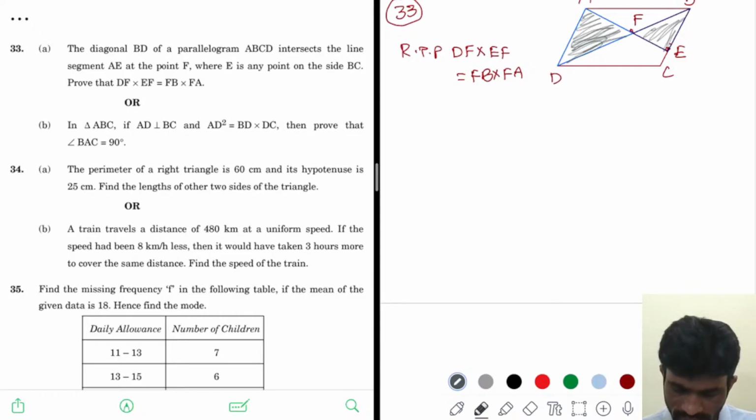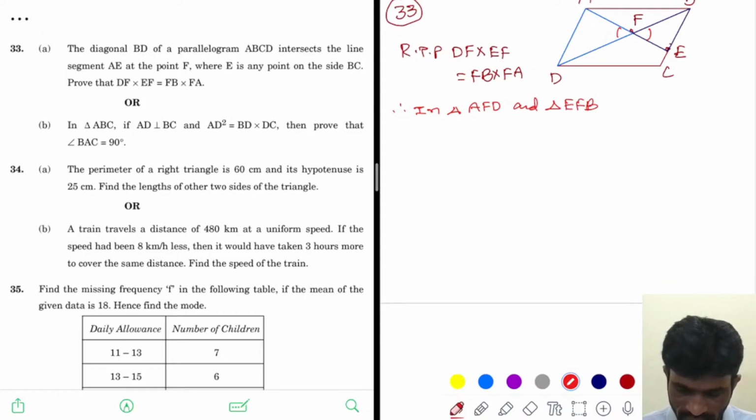To prove these two triangles similar, we see what equal things we have. In these two triangles, these two angles are vertically opposite. Therefore, in triangle AFD and triangle EFB, angle AFD is equal to angle EFB, because they are vertically opposite angles.